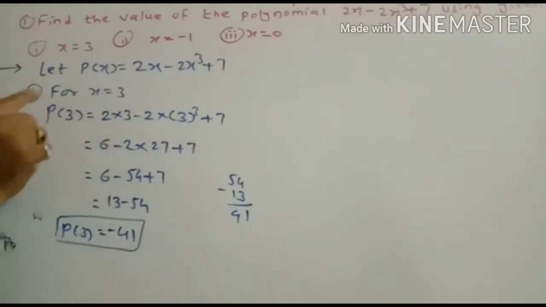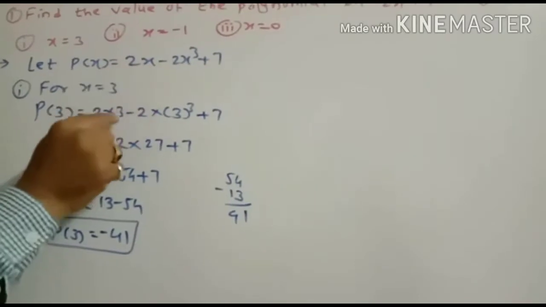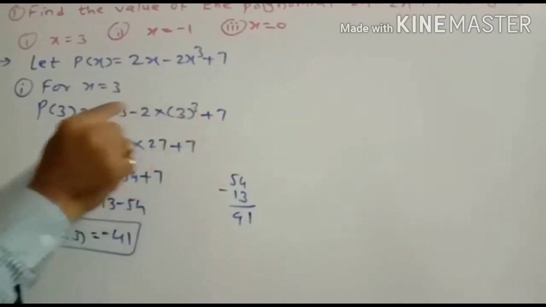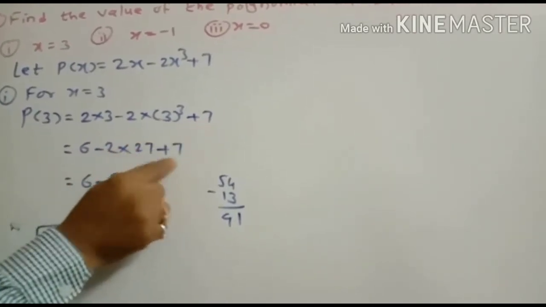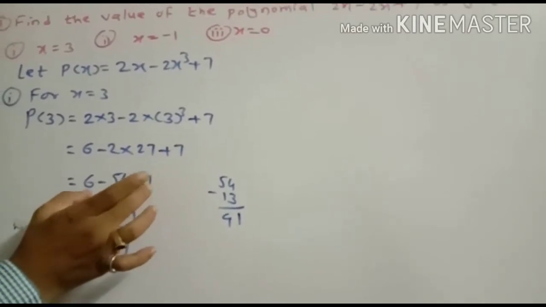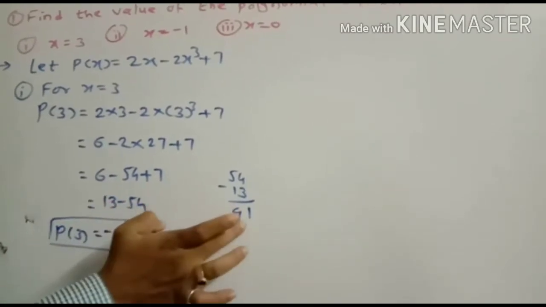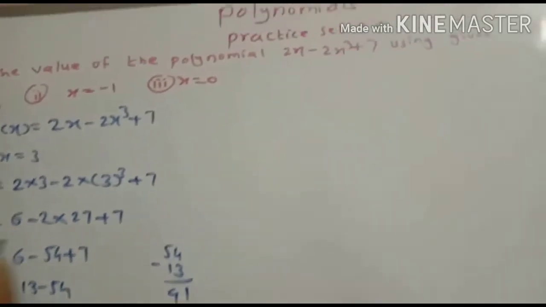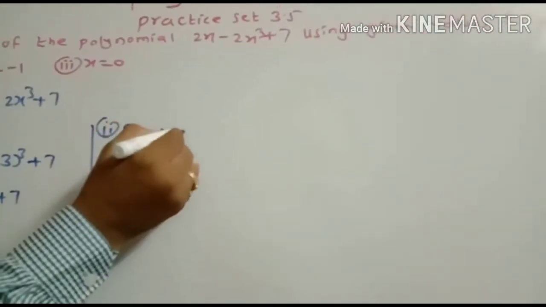For x is equal to 3, we put x is equal to 3: 2 into x, that is 3, minus 2 into x cube, that is cube of 3, plus 7. 2 threes are 6 minus 2 into cube of 3, 27, plus 7. 6 minus 54 plus 7. 6 plus 7 is 13, 13 minus 54, that is 41, and the sign of the bigger number is minus, so minus 41.